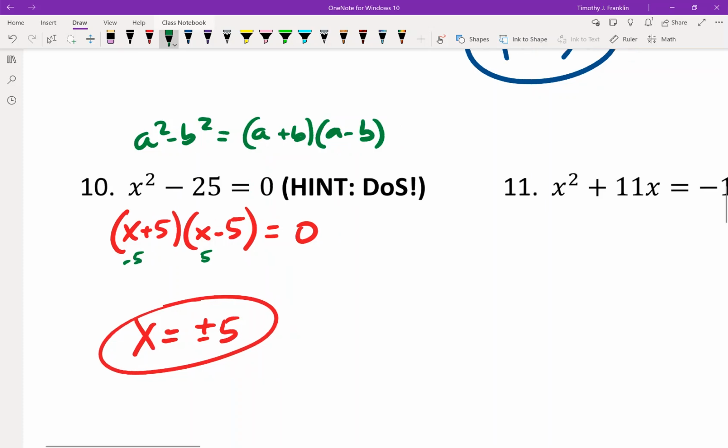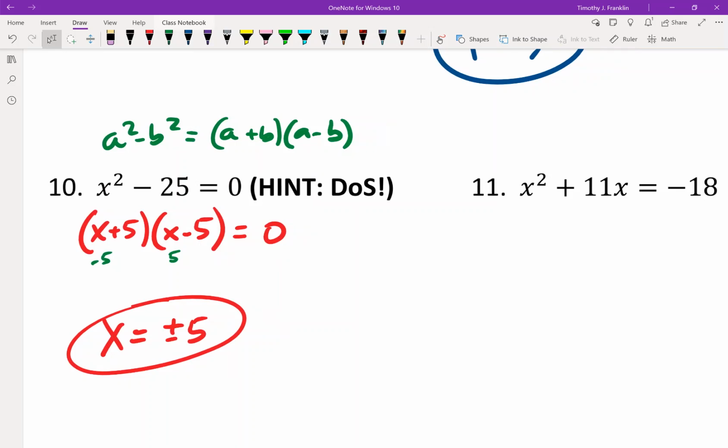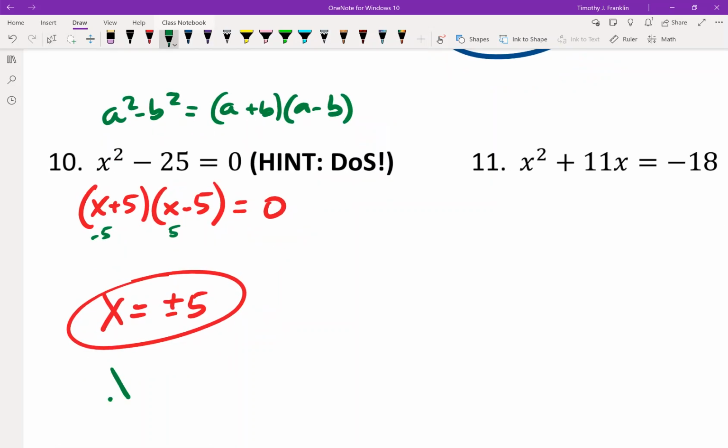So not too bad, but again, you could solve that with square roots and you would get the same answer. And if you would prefer to write your numbers in a list like this, that's okay too.